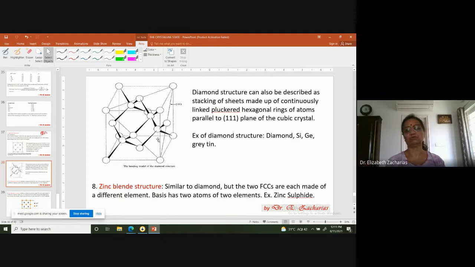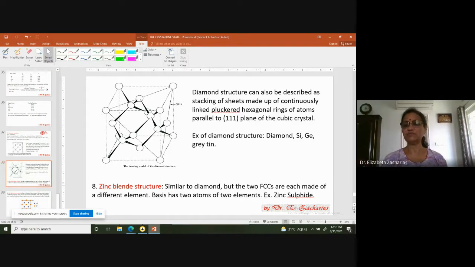So here is a picture. And what are the materials that will follow this? All the soft materials. Of course, diamond, the reason why it is hard is something else. Gray tin, germanium, silicon, they all have this structure.